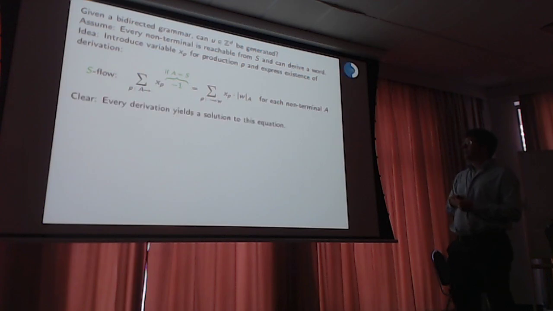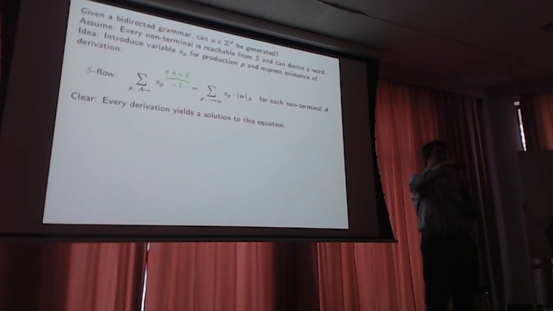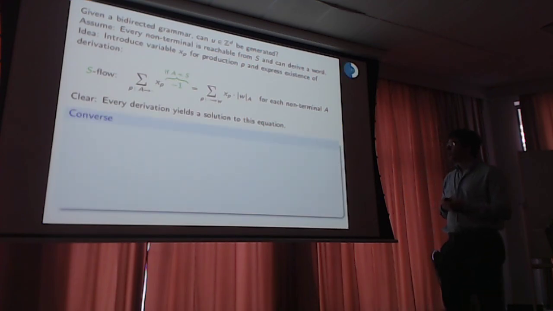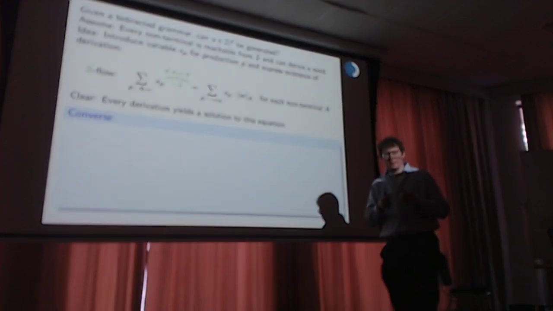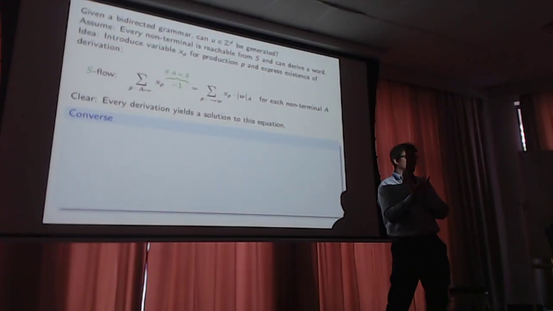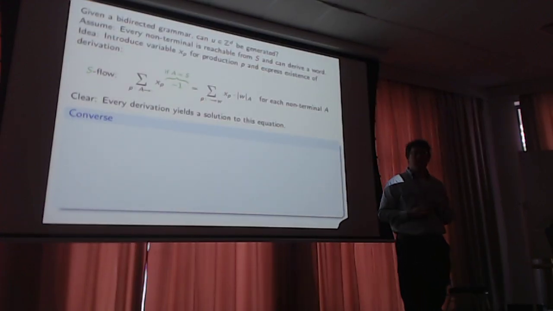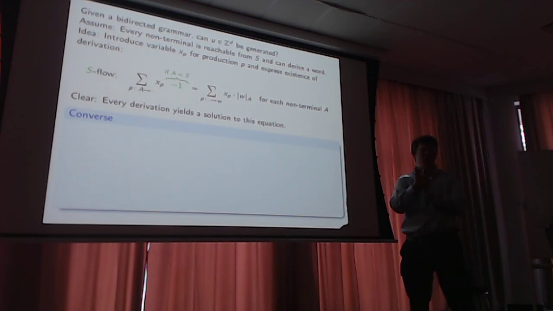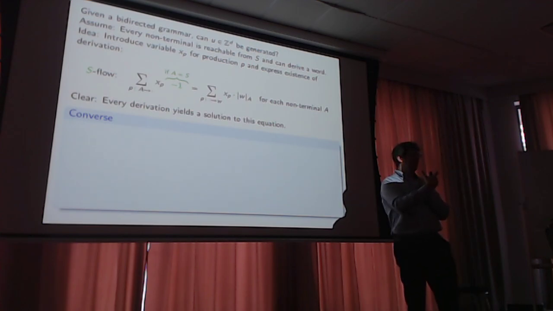So one direction is trivial. Every derivation, of course, yields a solution, right? You just say how many times do I use this production, and it will be a solution. For the converse, that's more interesting, especially because now you can have productions that occur negatively, which is much more natural in the automaton version, but here this is more finicky.